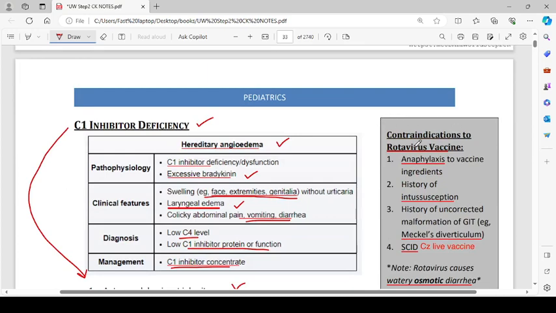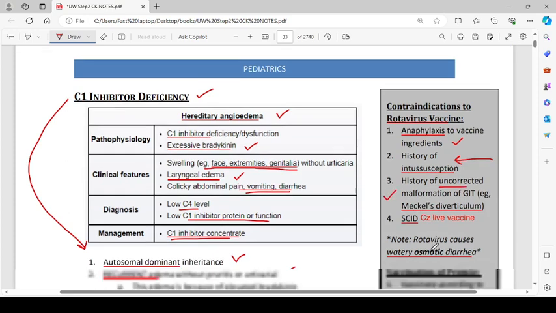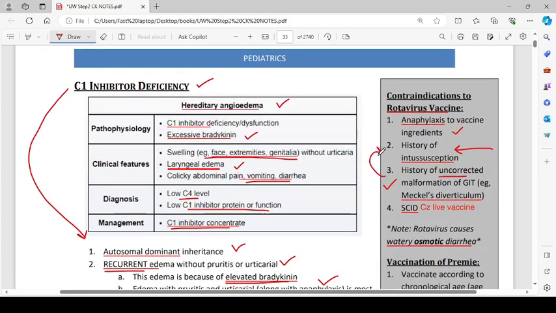The contraindications to rotavirus vaccine: anaphylaxis to vaccine ingredients, history of intussusception. It is very important because the rotavirus will stimulate the growth of Peyer's patches in the terminal ileum, and those Peyer's patches will act as a lead point for causing the terminal ileum to intussuscept into the cecum. Then we have history of uncorrected malformation of the GIT, like Meckel diverticulum. I guess it is also because of this very reason.